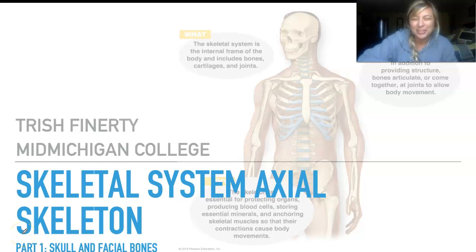Hi, today we're going to begin the second part of the skeletal system. I've kind of broken the skeletal system up into four different sections. So we're starting 4.2 today, which focuses in on the axial skeleton and the bones of the axial skeleton. In the first part of the axial skeleton, we're going to focus in on the bones that make up the skull, including the facial bones.